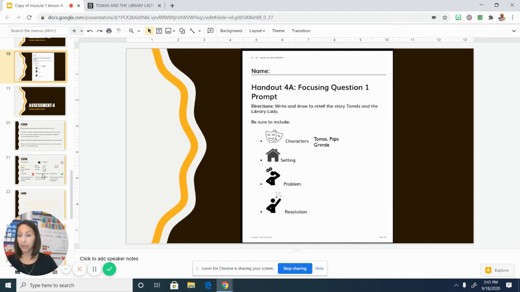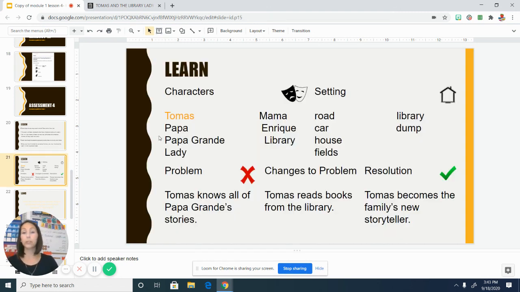So I'll leave it on this slide so that if you want to stop and pause the video, take out your workbook so that you can write and draw the story elements of Tomas. Okay? All right. And of course, if you have any questions, let me know as always.